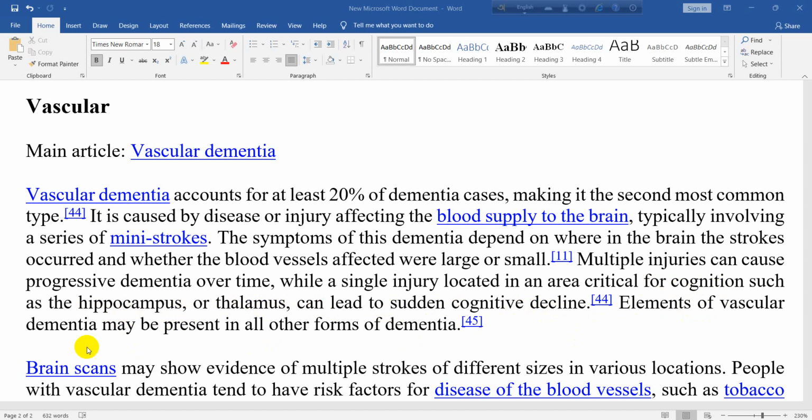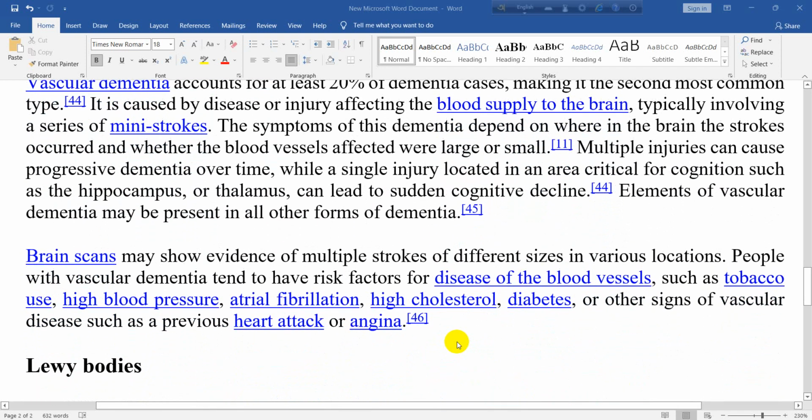Elements of vascular dementia may be present in all other forms of dementia. Brain scans may show evidence of multiple strokes of different sizes in various locations. People with vascular dementia tend to have risk factors for disease of the blood vessels, such as tobacco use, high blood pressure, atrial fibrillation, high cholesterol, diabetes, or other signs of vascular disease, such as a previous heart attack or angina.